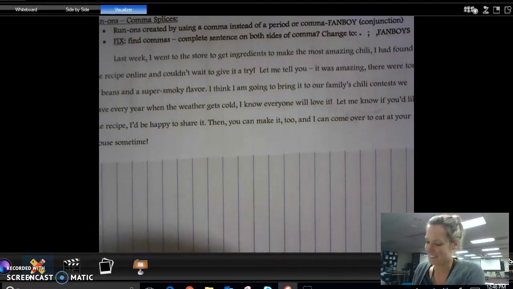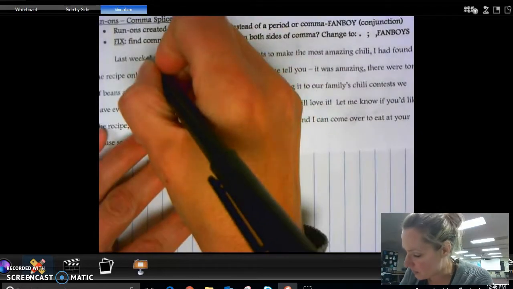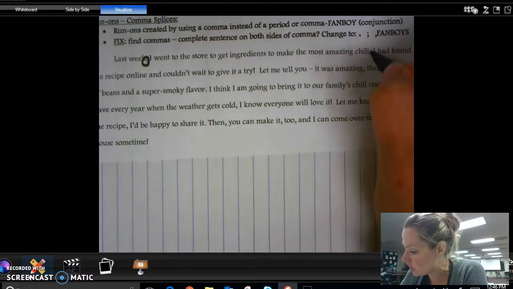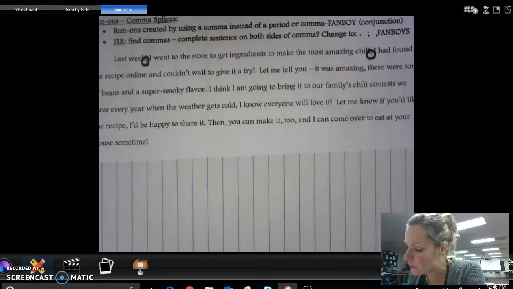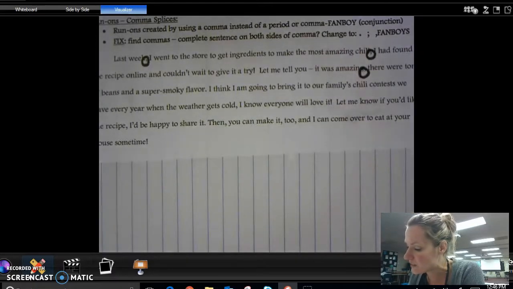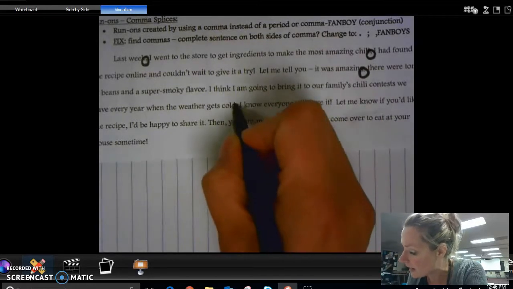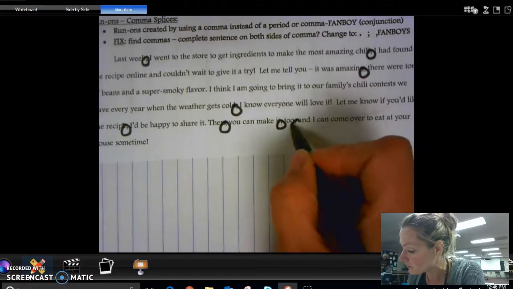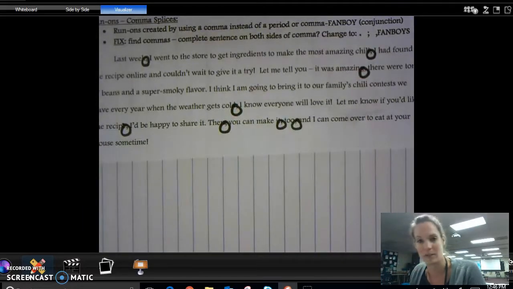The first one, here we go. All right. Last week, so there's a comma, so I'm going to circle it. I went to the store to get ingredients to make the most amazing chili. Comma. I had found the recipe online and couldn't wait to give it a try. Let me tell you, it was amazing. There were tons of beans and a super smoky flavor. I think I am going to bring it to our family's chili contest we have every year when the weather gets cold. I know everyone will love it. Let me know if you'd like the recipe. I'd be happy to share it. Then you can make it too, and I can come over to eat at your house sometime.